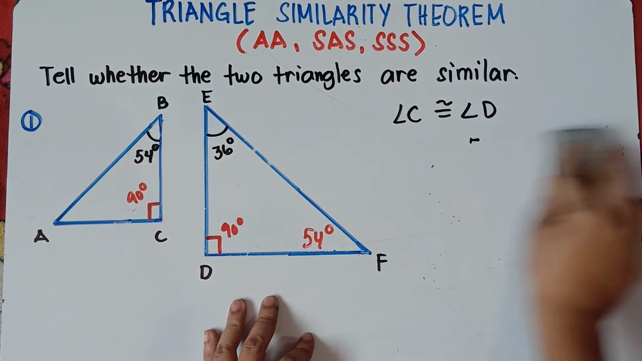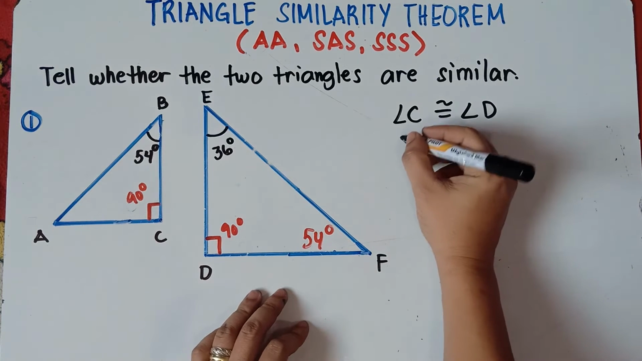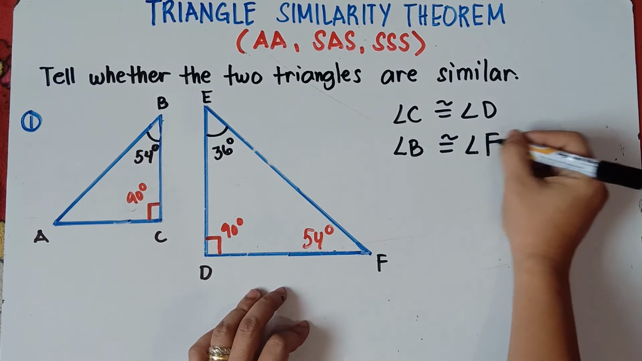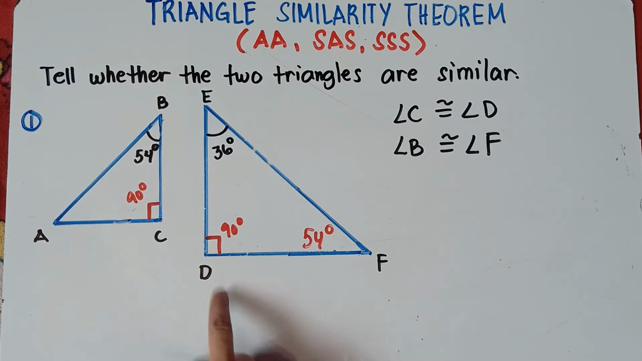We already have two angles that are congruent, this angle F and angle B. So we can say that angle B is congruent to angle F. We already have two pairs of congruent angles. Therefore, these two triangles are similar. So once again, angle C is congruent to angle D.